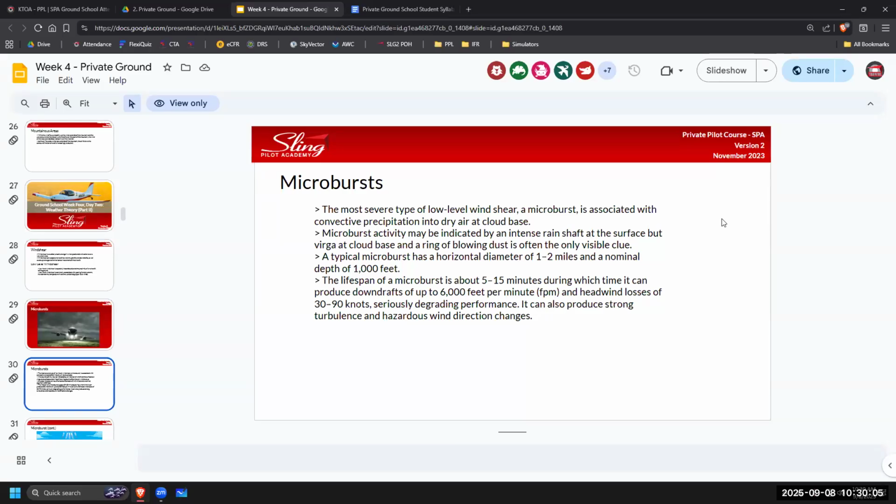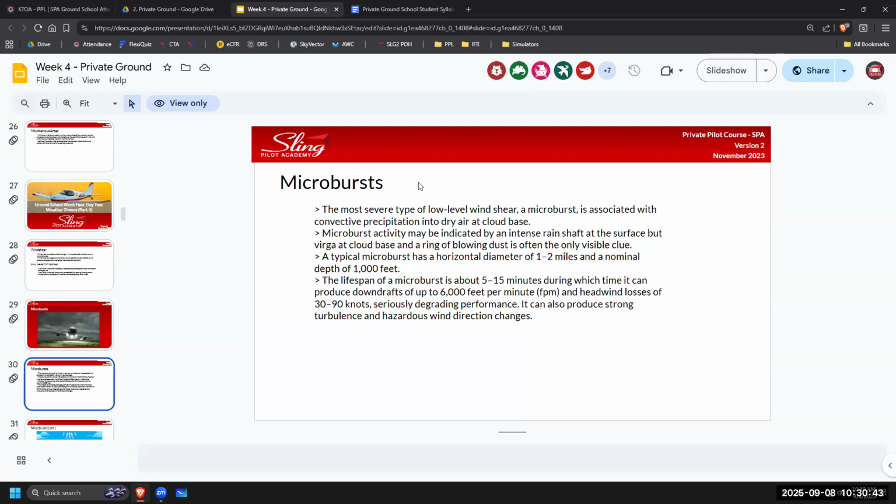So prediction for microbursts, I'm not aware of that has gotten any better for being able to predict it, but just visually, would you fly towards that? No. Right? So yeah. Hard to predict that it's going to occur in the area, but easy to avoid if you're able to see it from a distance like this.